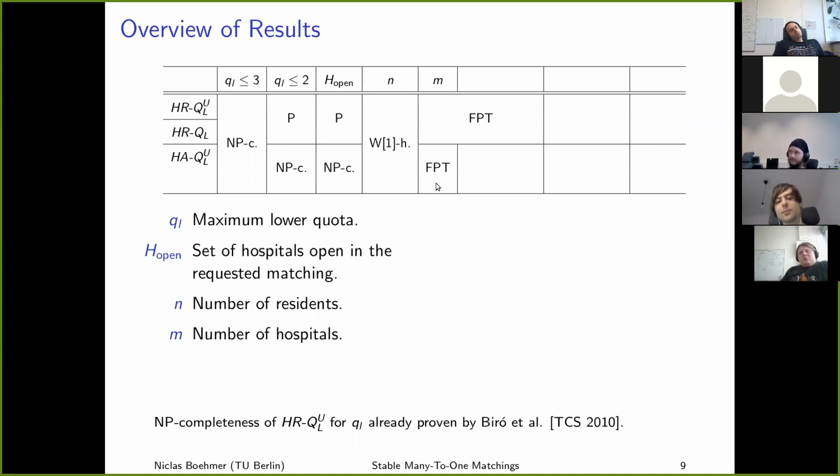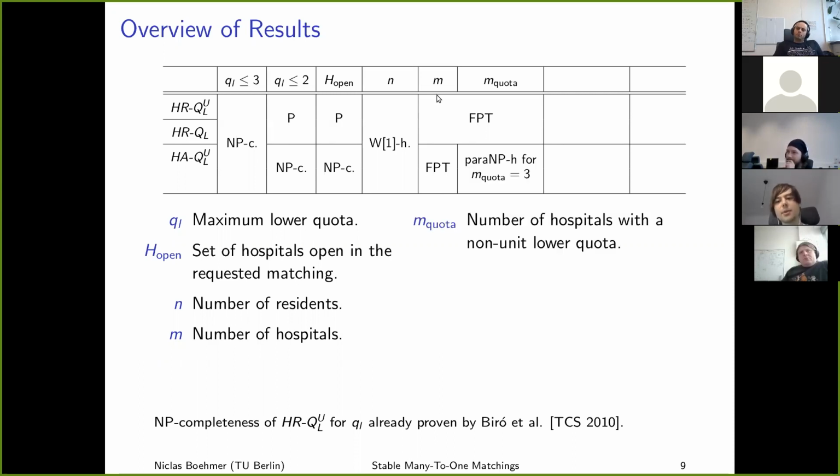This one is also not super complicated. It's just an ILP-based result, so it's possible to bound the number of different resident types in the number of hospitals, and thereby construct an ILP with a bounded number of different variables, and then invoke the famous result by Lenstra.